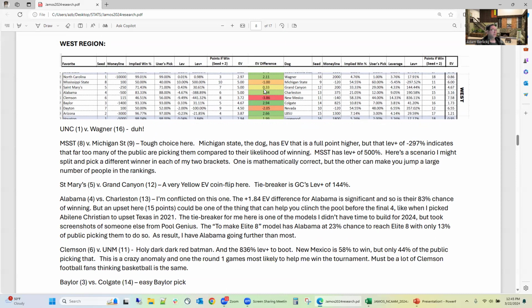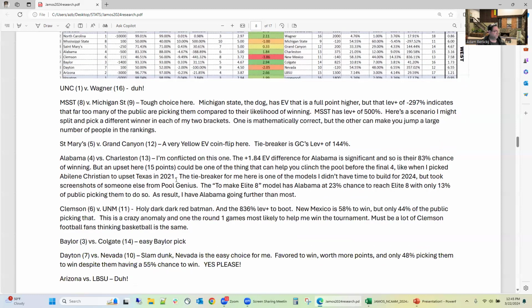It's mathematically correct to pick St. Mary's, but you can see St. Mary's do have positive leverage, but barely. It's much higher on the Grand Canyon side. I might go with Grand Canyon in both brackets here. Something like this always happens, and this is one of the ones I'm targeting over the other 12-5 matchups because of how many people I would pass, more than what seems reasonable.